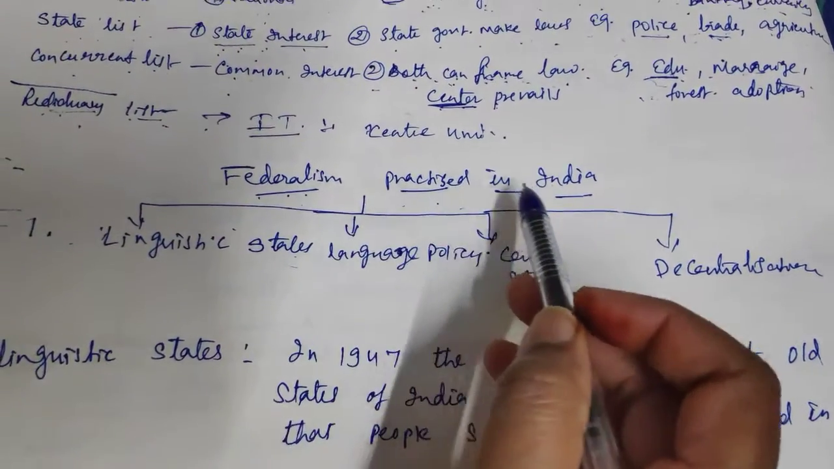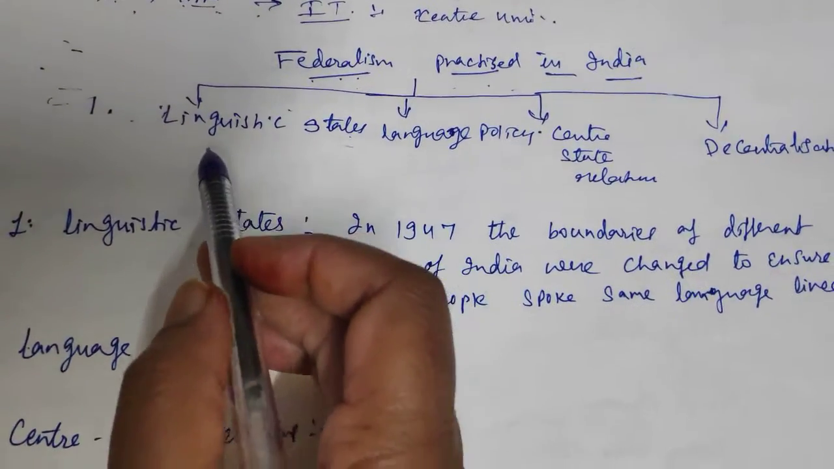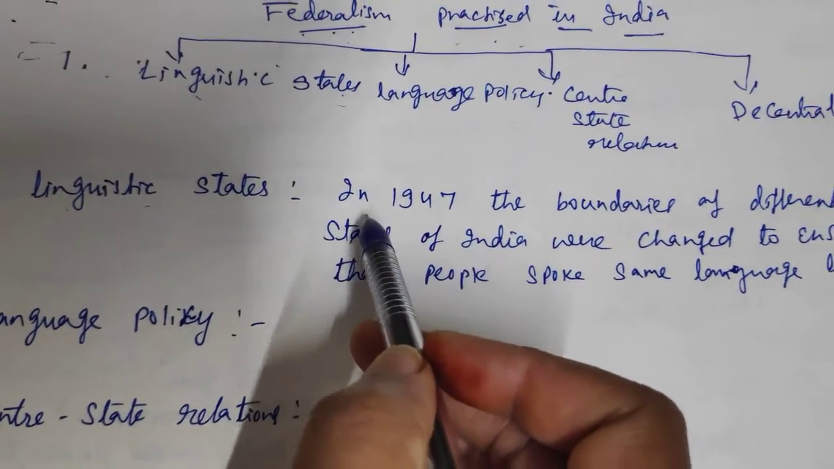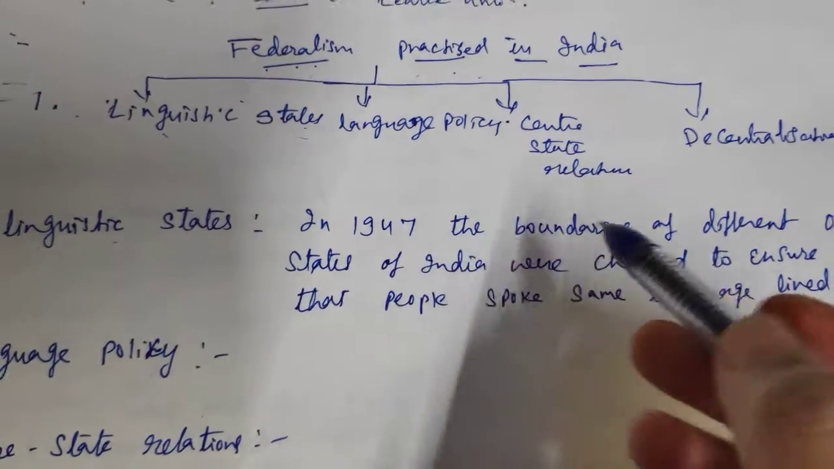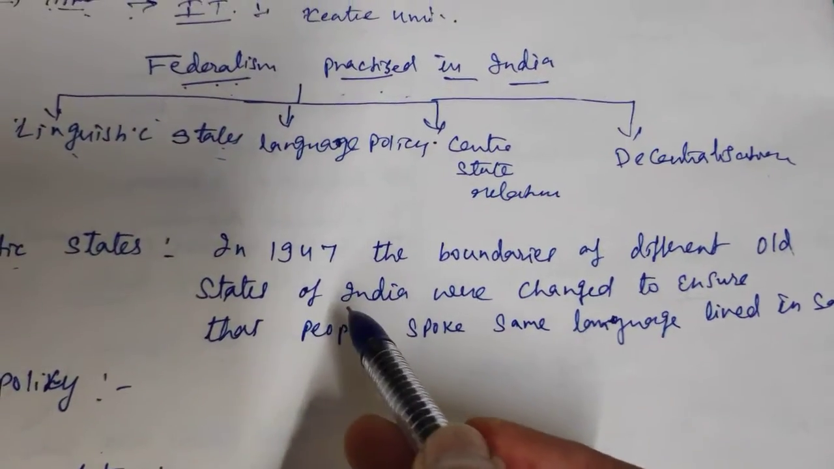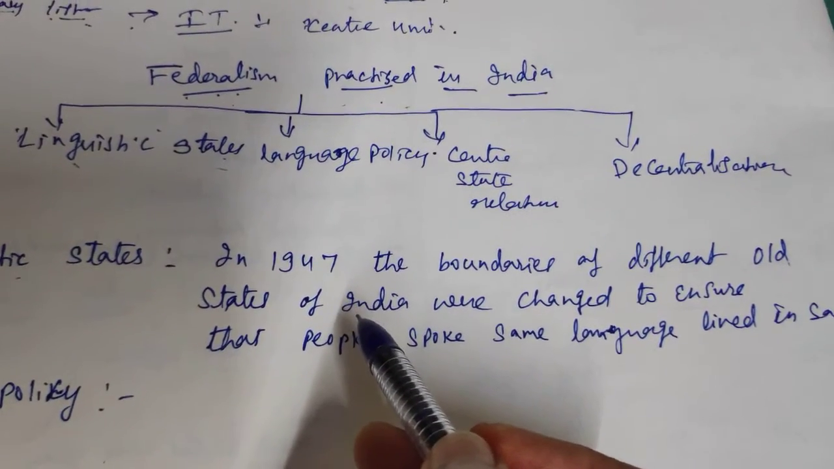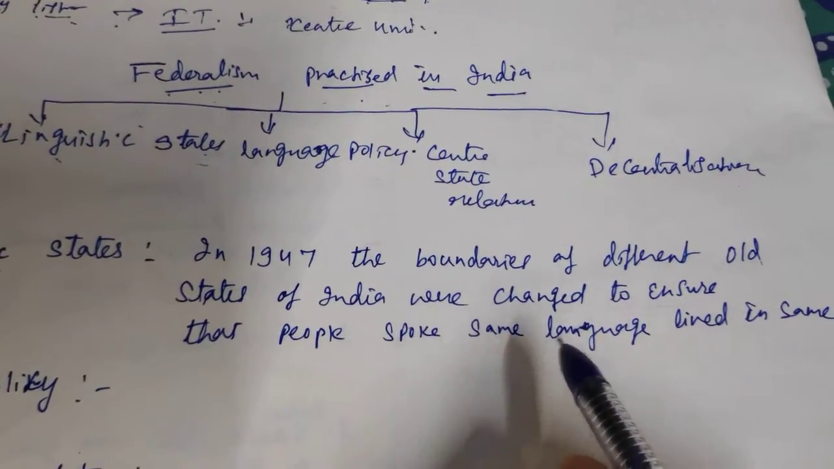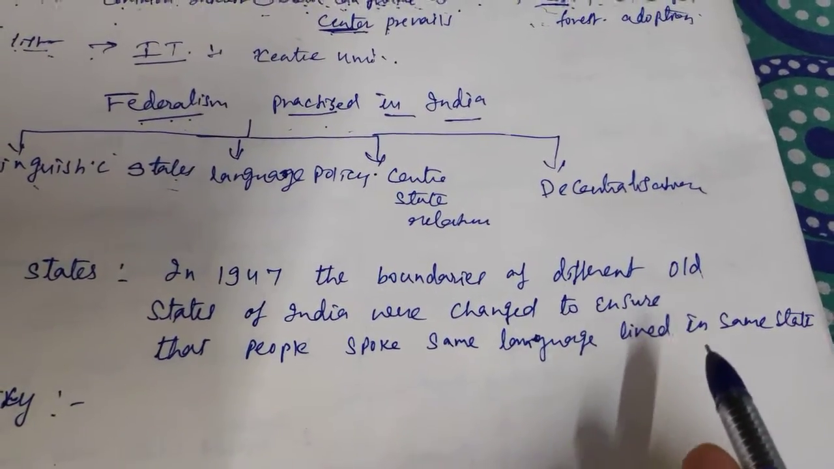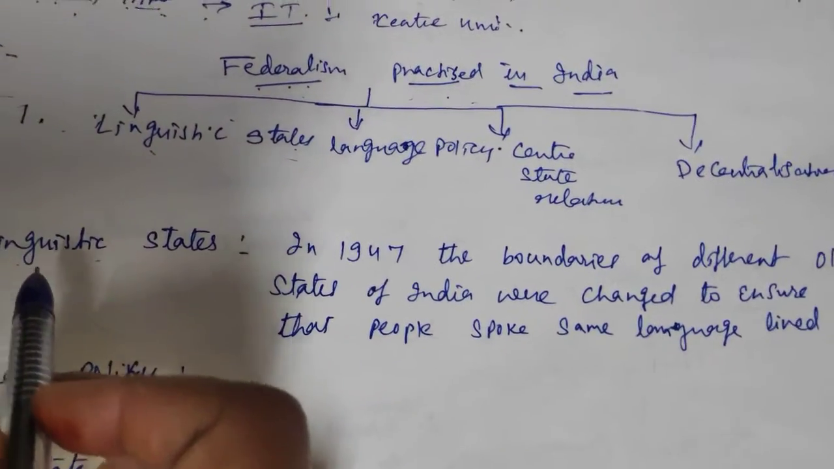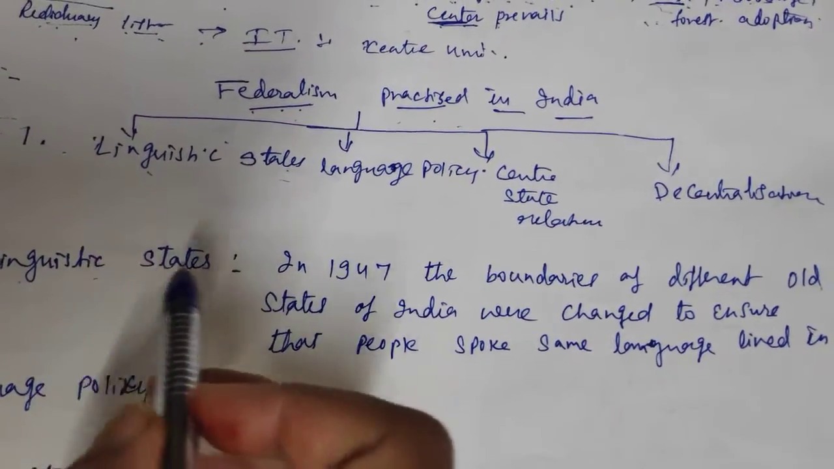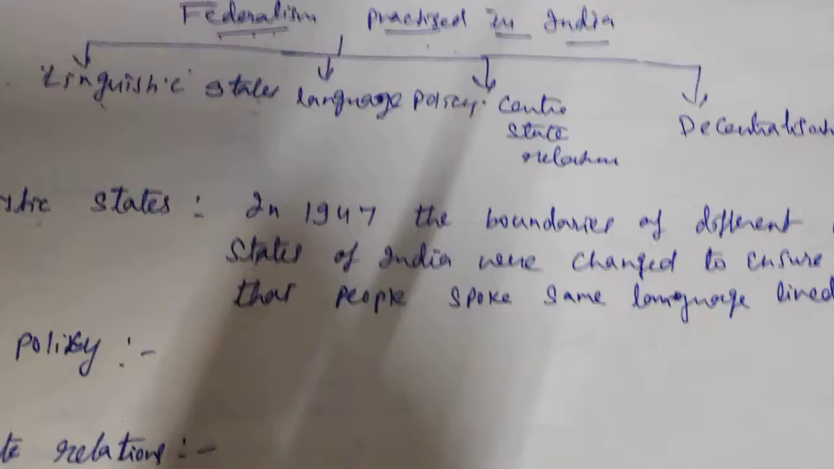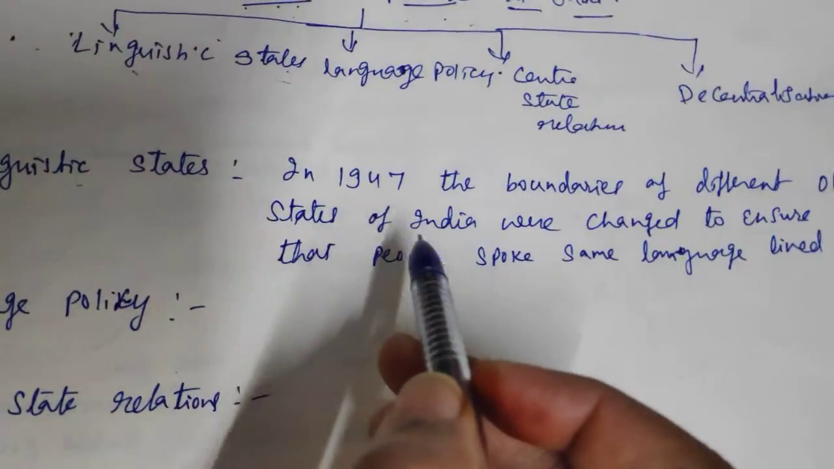The topic is federalism practiced in India. The first heading is linguistic states. At the time of independence in 1947, the boundaries of different old states were reorganized by the central government to form one nation. They were changed to ensure that people who spoke the same language lived in the same state. Therefore, different linguistic states were organized by the Indian government. This was the first practice of federalism by the Indian government.